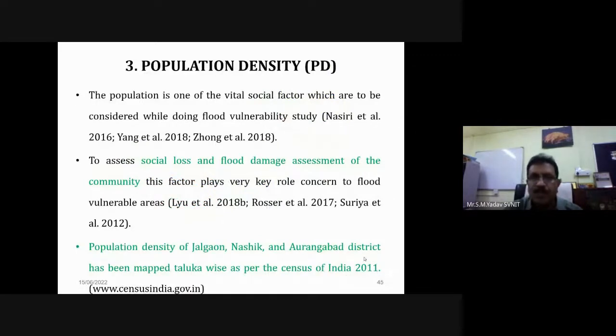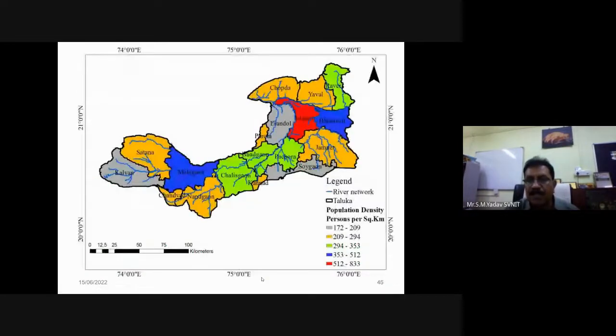The population is one of the vital social factors which are to be considered while doing a flood vulnerability study. To assess social loss and flood damage assessment of the community, this factor plays a very key role concerned to flood vulnerable areas. Population density of Jalgaon, Nasik and Aurangabad district has been mapped taluka wise as per the Census of India 2011. And the population density per person per square kilometer spatial map has been developed as shown in this particular slide.